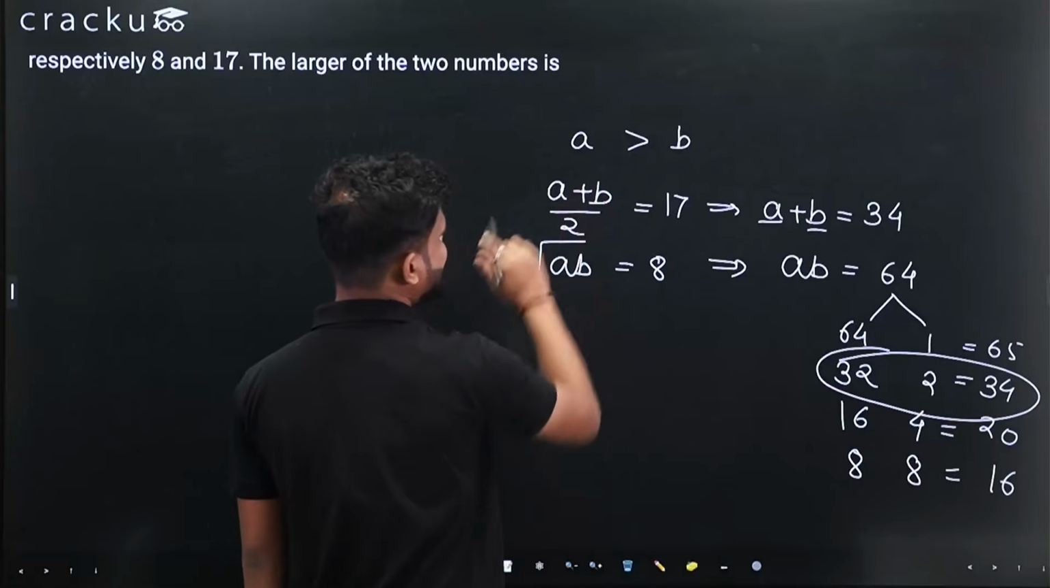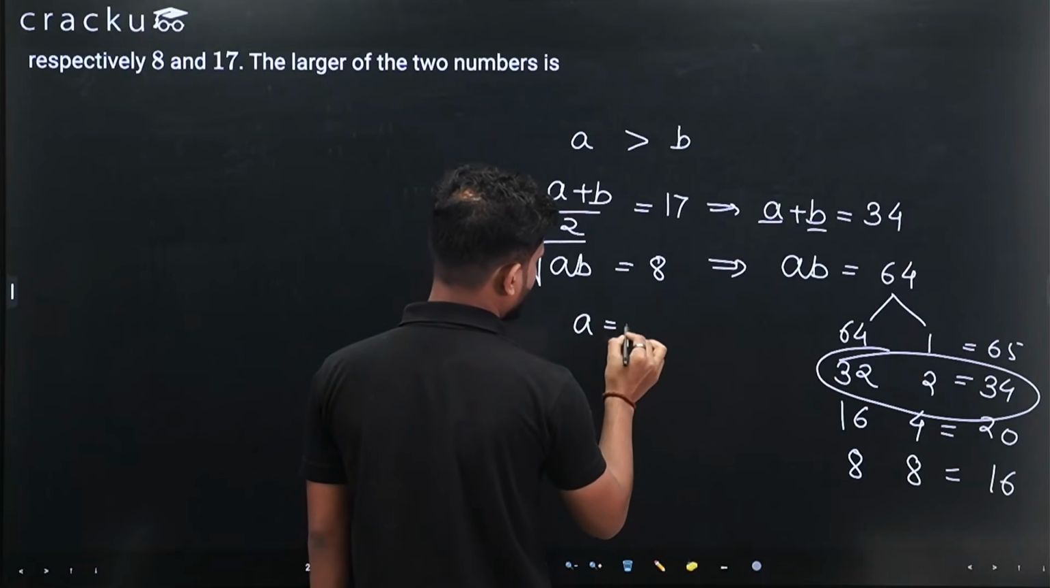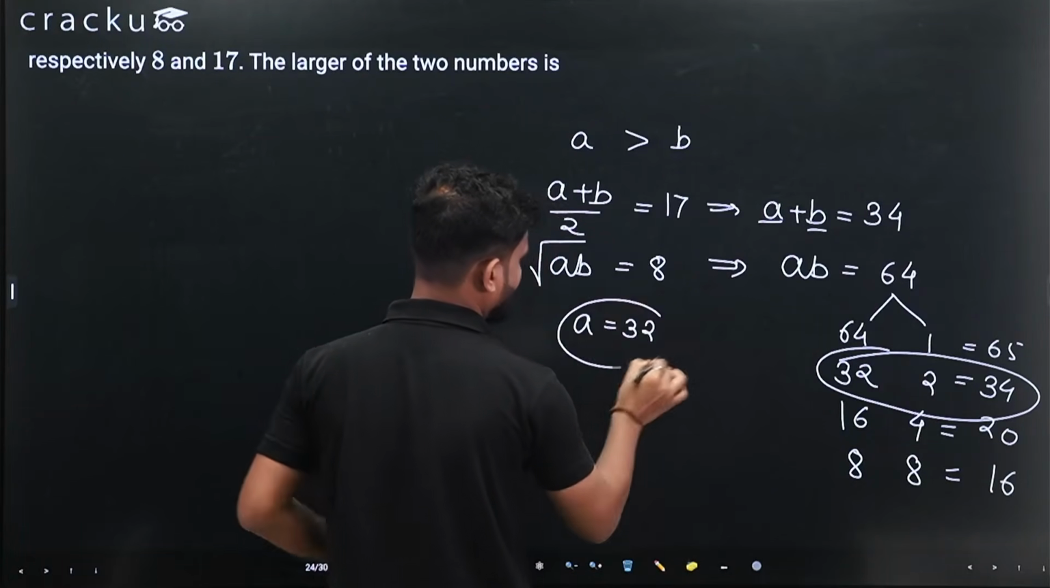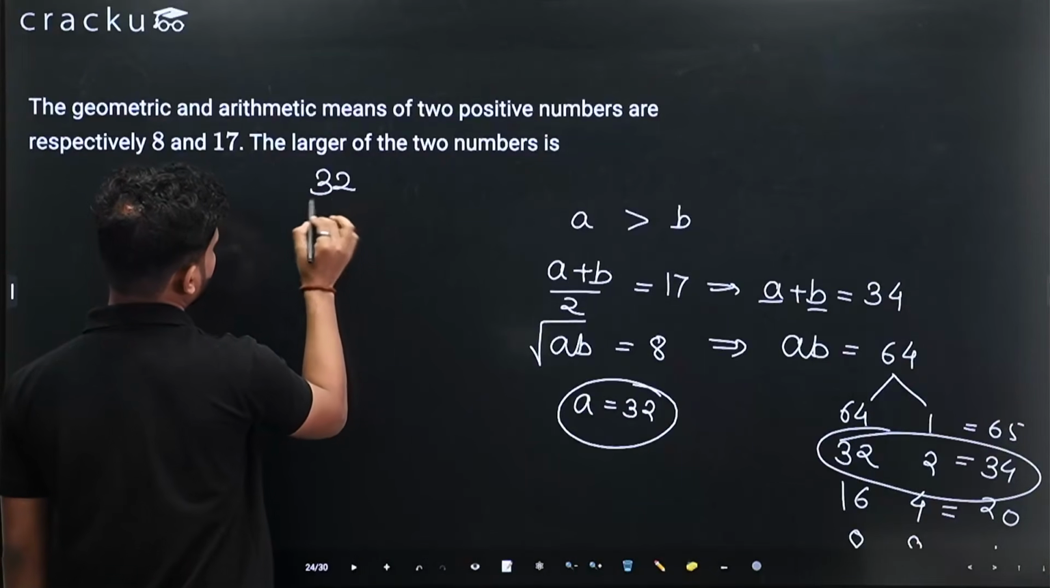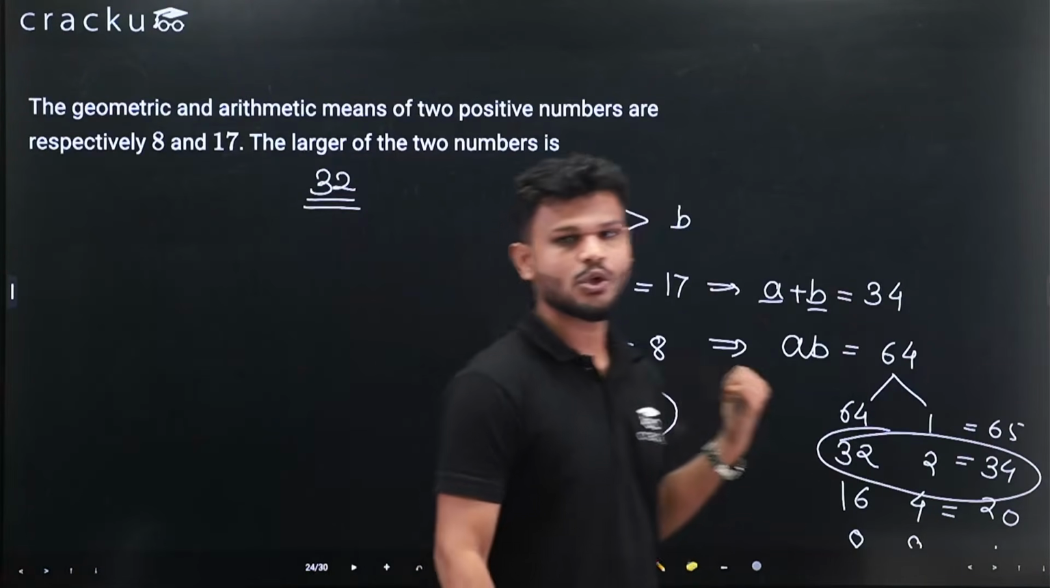And we know A is greater than B. So A is equal to 32. We need to find the larger number, so the larger number is 32. This is how you can solve the question.